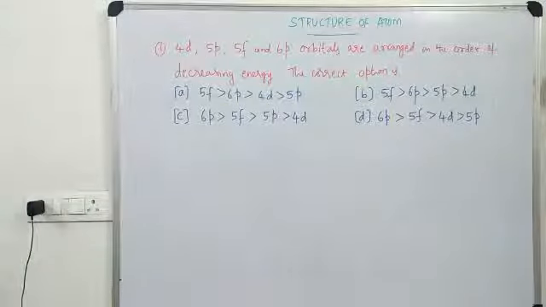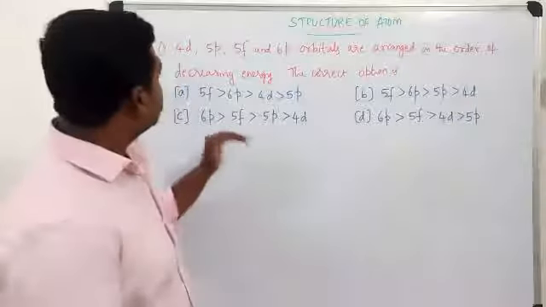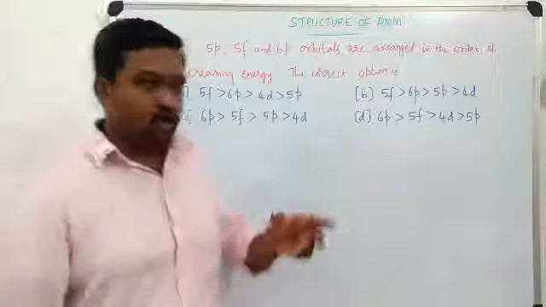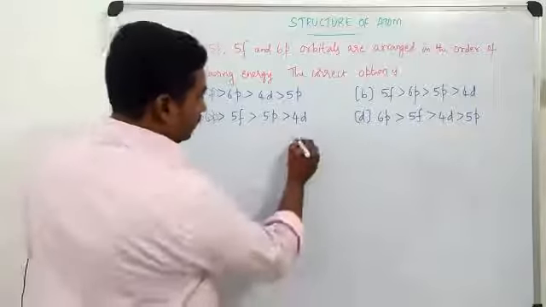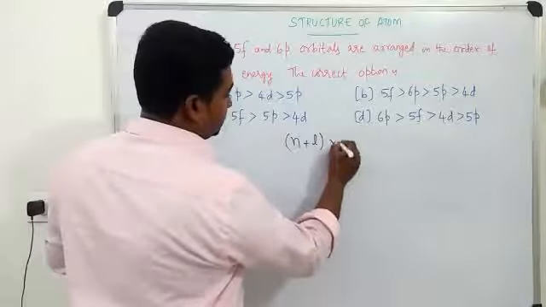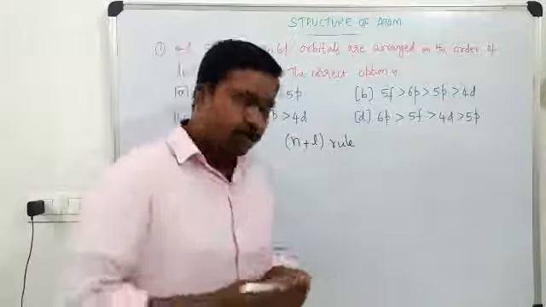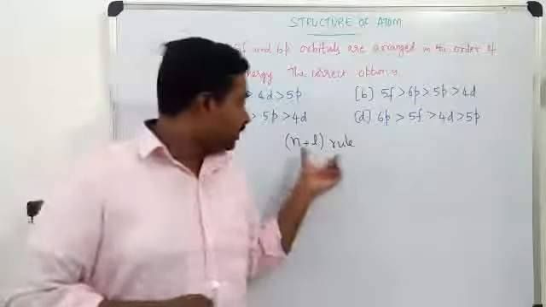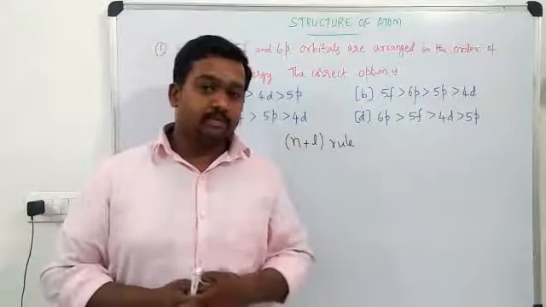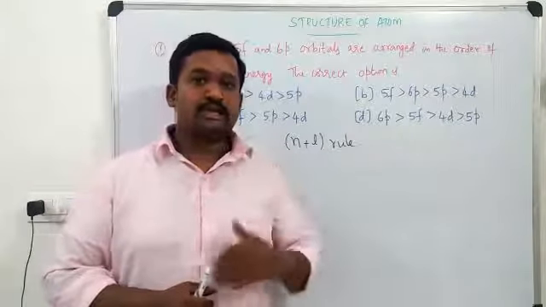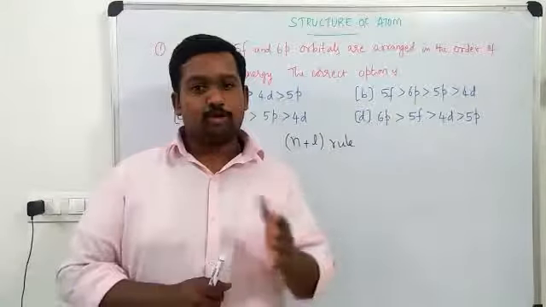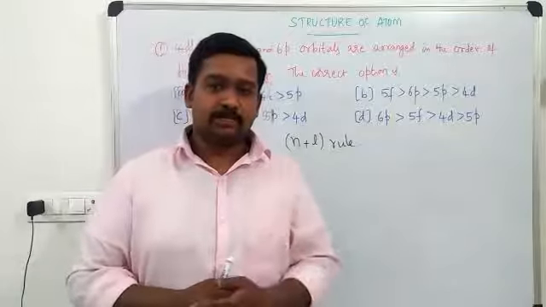4d, 5p, 5f and 6p orbitals are arranged in the order of decreasing energy. The correct option is... Let's solve this. To solve this question, we must know a rule called the n plus l rule. For any two orbitals, if we calculate the n plus l value, the orbital with the greater n plus l value will have greater energy.